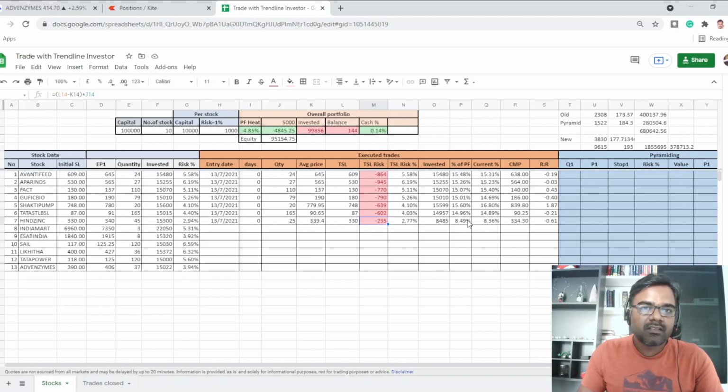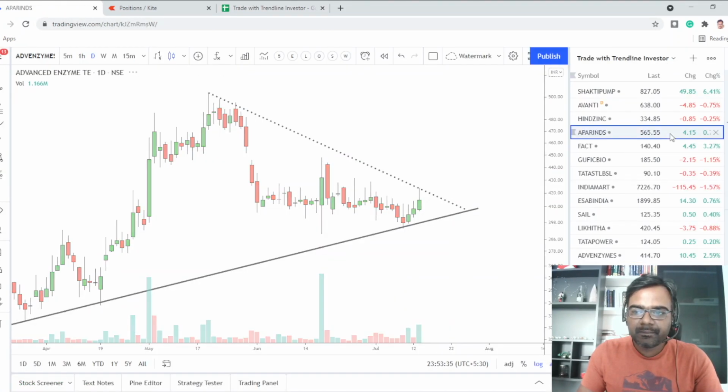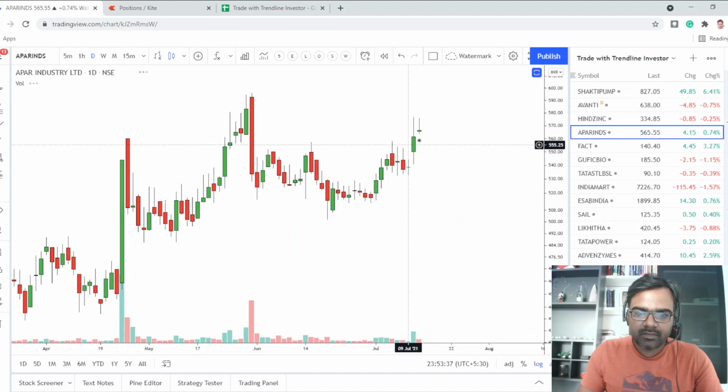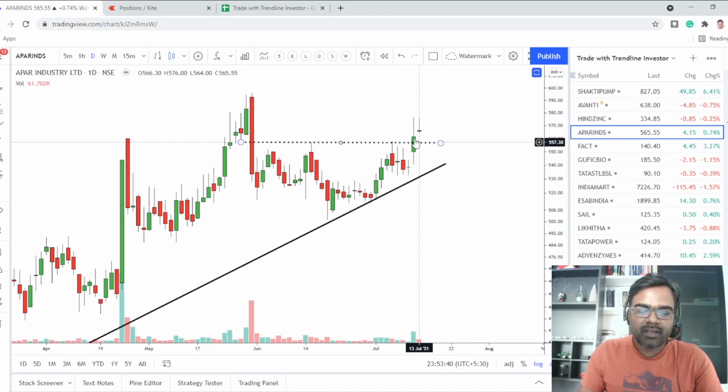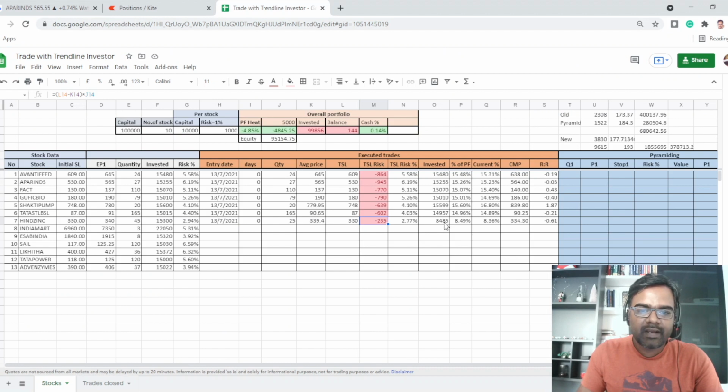Now, in case you get Shakti Pump back at the same levels as I mentioned, 810, or if you get Apar Industries around 550 odd levels, then probably you can think of adding these stocks, but ensure that the trailing stop loss, the risk that you see here, does not go above 1%. That's very, very important, right? We will not, at any day or any point of time, risk more than 1% in the first entry, right?